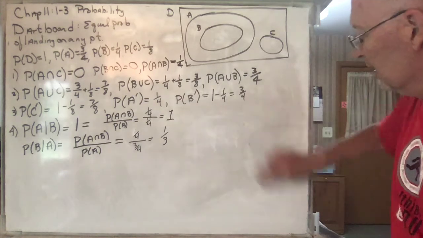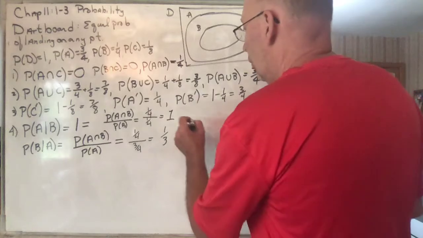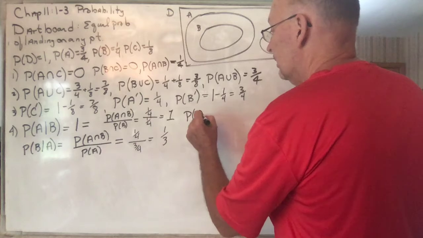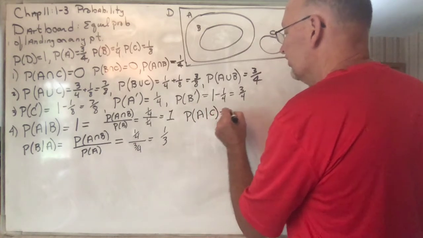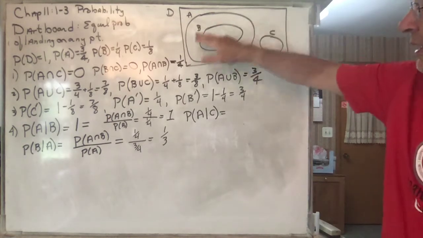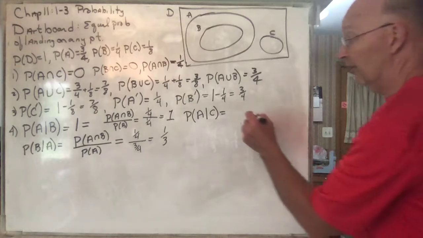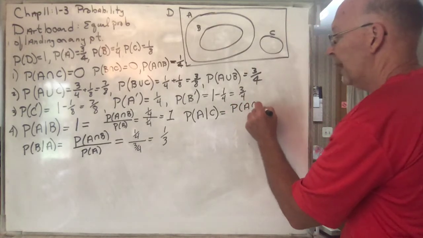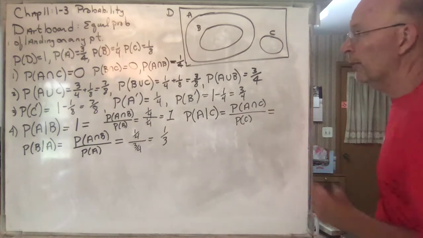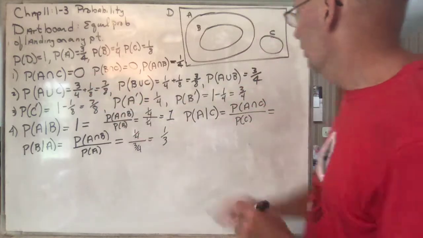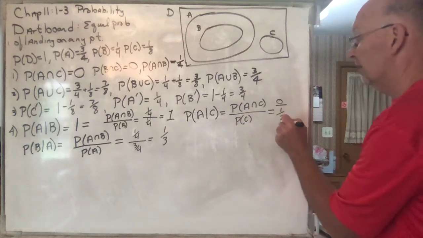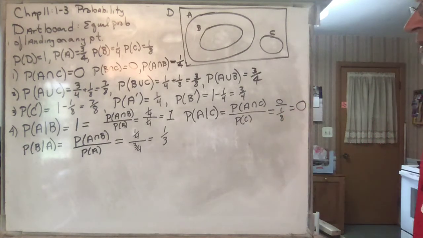That's the idea. Let's do one more. What's the probability that you are in A given the fact that you know you're in C? Well, if you know you're in C, what are the chances you're in A? It better be 0, right? Let's check it out. It's the probability of both of them happening divided by the probability of the bottom one, and the probability of A and C is 0. 0 over 1/8 is 0, sure enough.